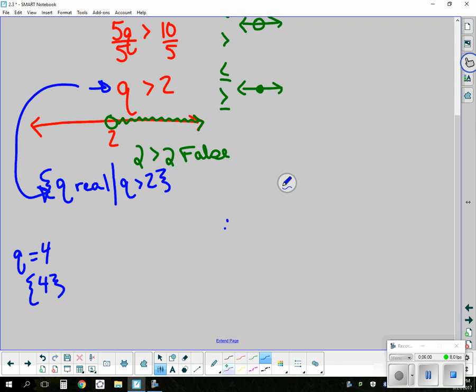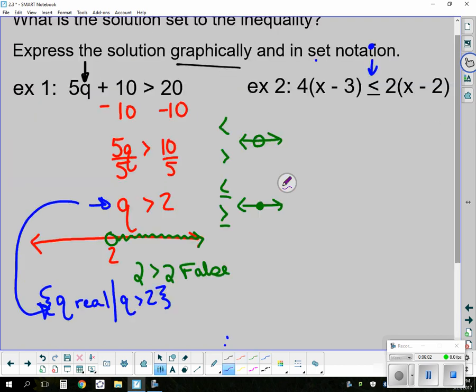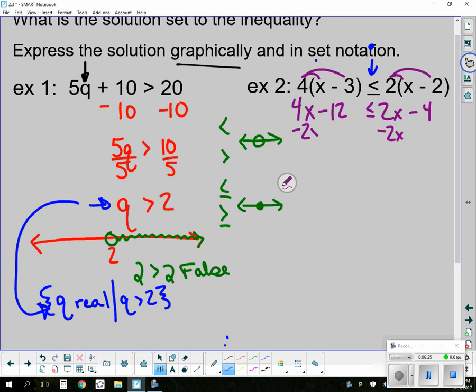All right, number 2. First thing you want to do is distribute. Simplify your left side by distributive property. Now simplify your right side with distributive property. Each side is now completely simplified. So we have variables on both sides. We want to get those together, so we subtract 2x. That gives us 2x minus 12 less than or equal to negative 4.